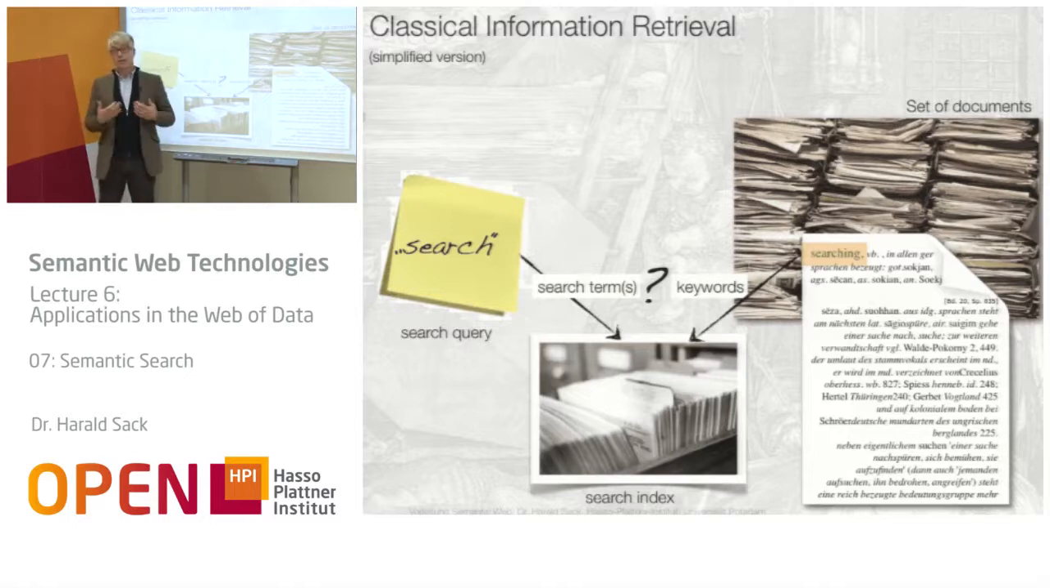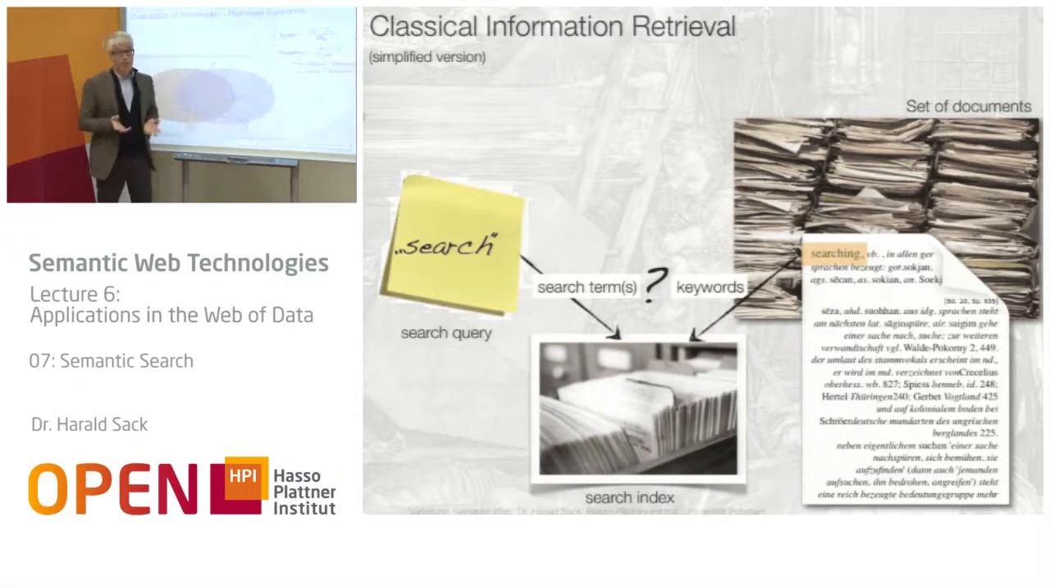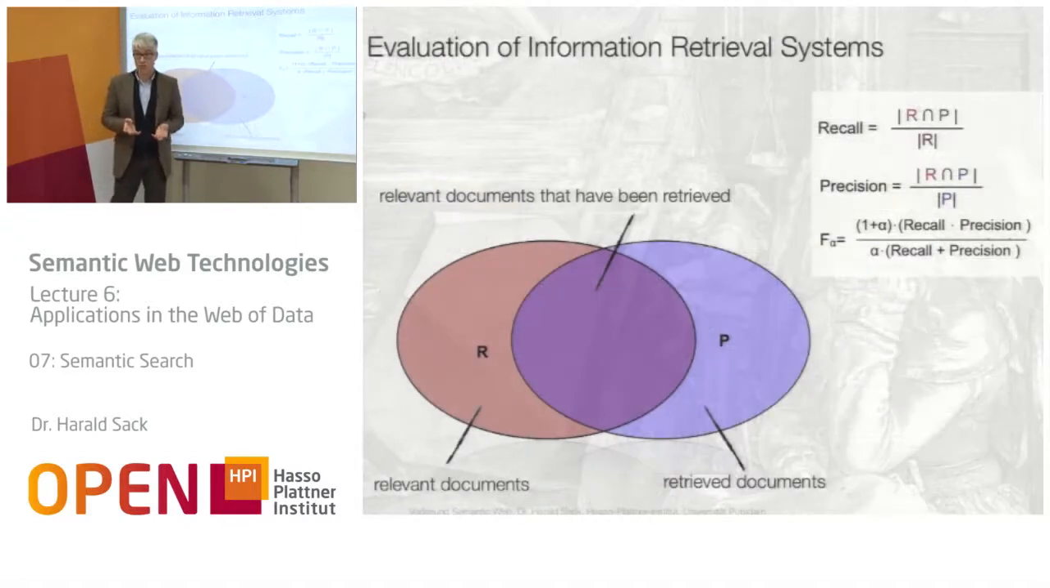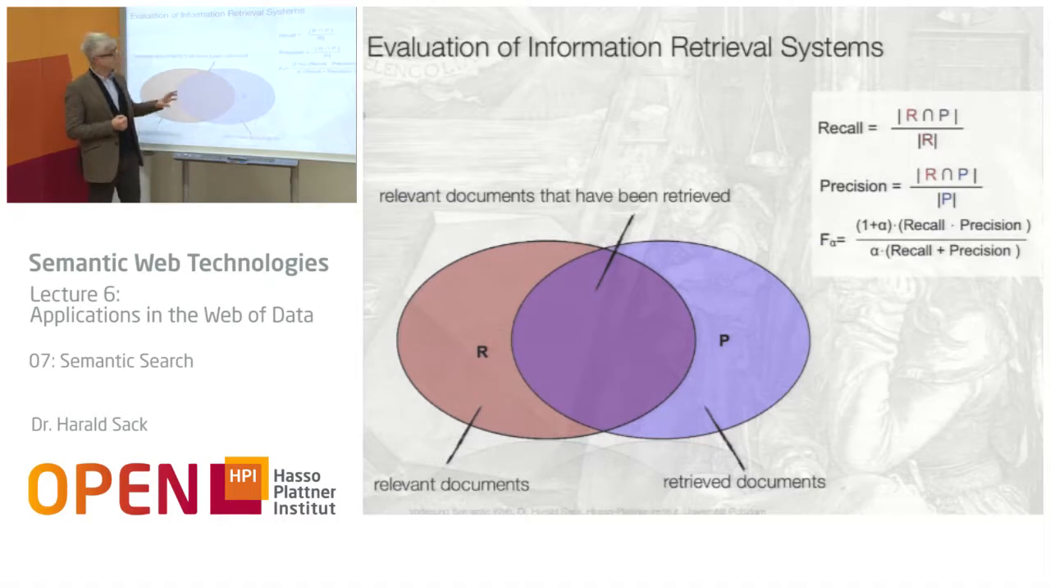Now, you have to consider the quality of the result that the search engine gives you back. Quality measures for the evaluation of information retrieval systems are quite old, and the two most important ones are recall and precision. You might have heard about that. So what is recall, what is precision?